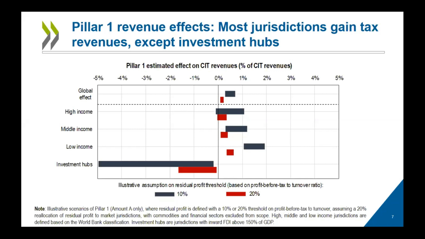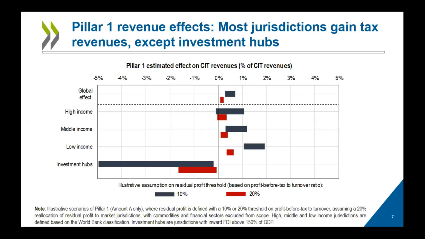But we see that there are gains to be expected for high income, middle income and low income countries on average. And of course, investment hubs, defined as being those jurisdictions with inward FDI above 150% of their GDP.